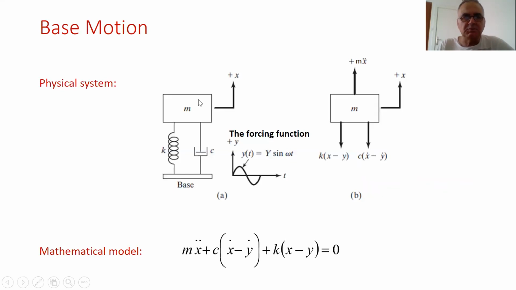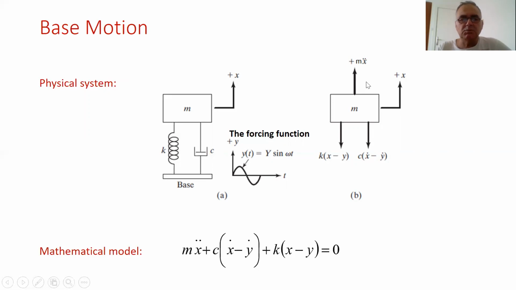So the system is as follows. The base moves sinusoidally, and then the mass also moves sinusoidally with the same frequency, as we will find. We write the equation of motion as follows. These are the real forces acting on the mass. Spring force and the damping force act on the mass, and mx double dot, that is the inertia force.